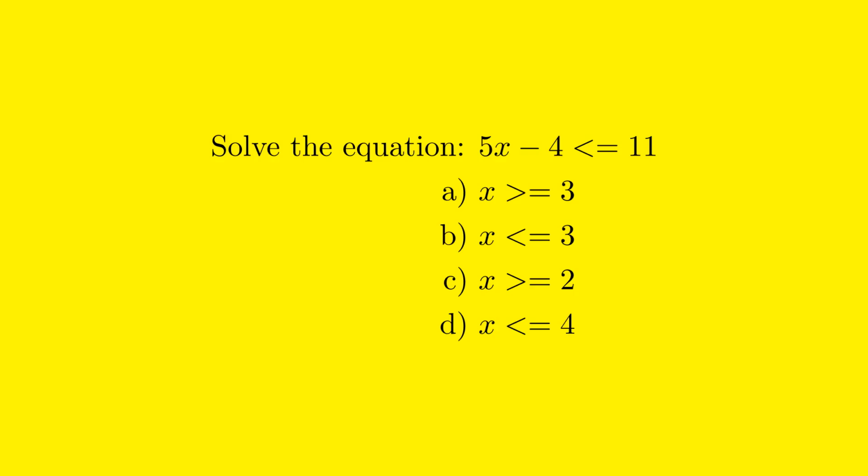In this problem, we are given the inequality 5x - 4 ≤ 11, and we need to find the possible solutions. The options are A, x ≥ 3; B, x ≤ 3; C, x ≥ 2; D, x ≤ 4. Pause the video and try to solve the inequality for yourself.